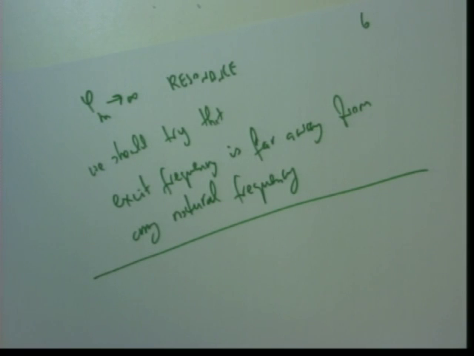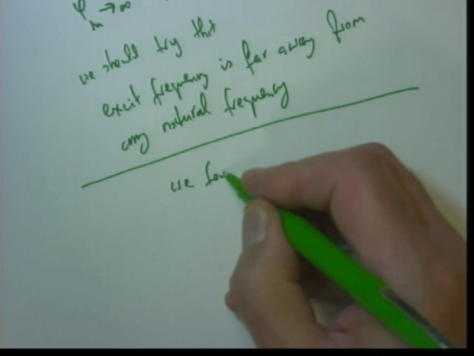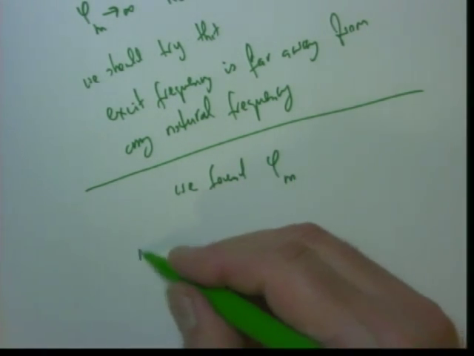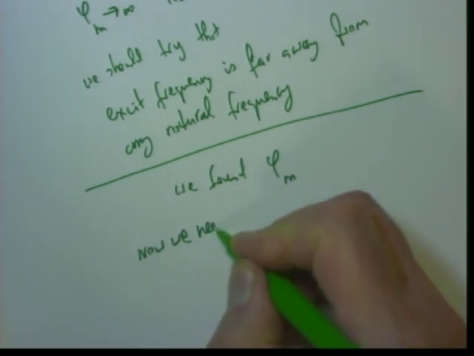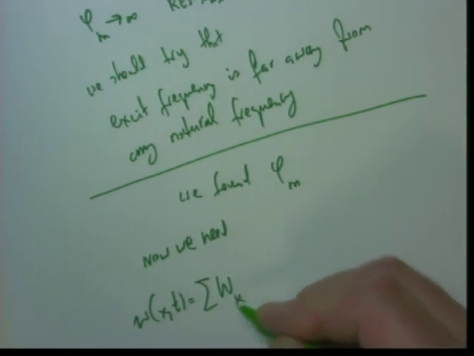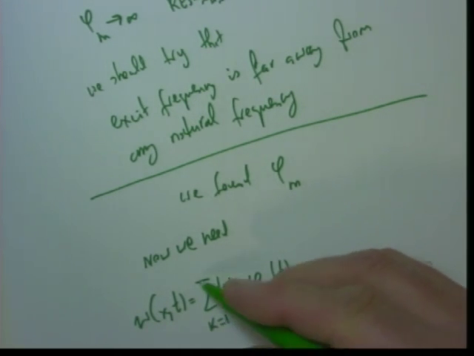Okay, but we are still not done, by the way. Now we found phi sub m, is it not? Okay. Now we need W(x,t). W(x,t) equals what? Sum of W_k times phi_k(t), k from 1 to infinity.